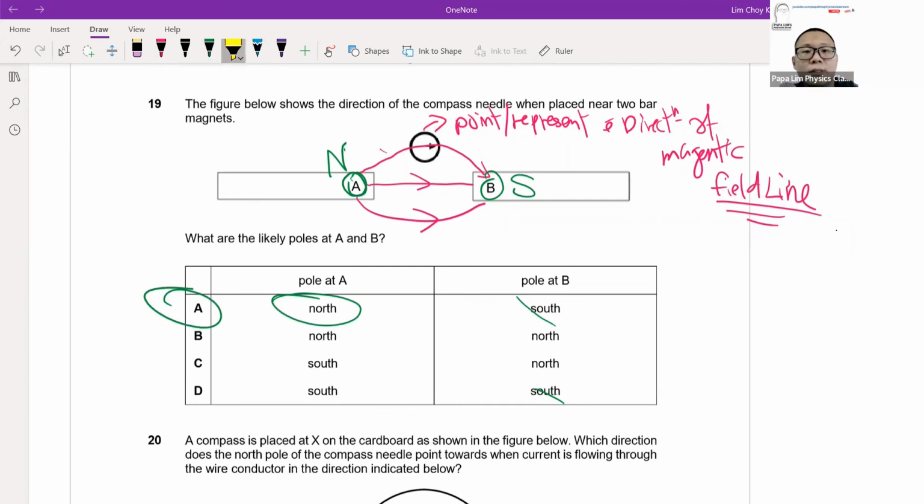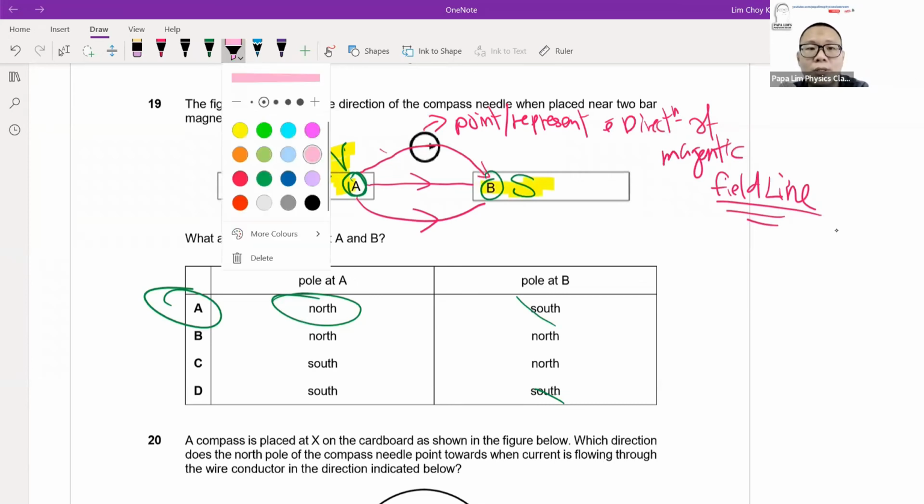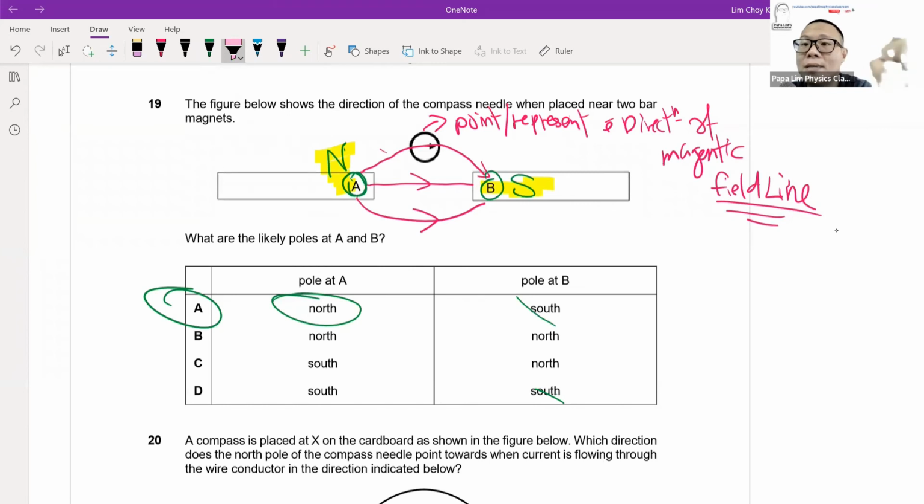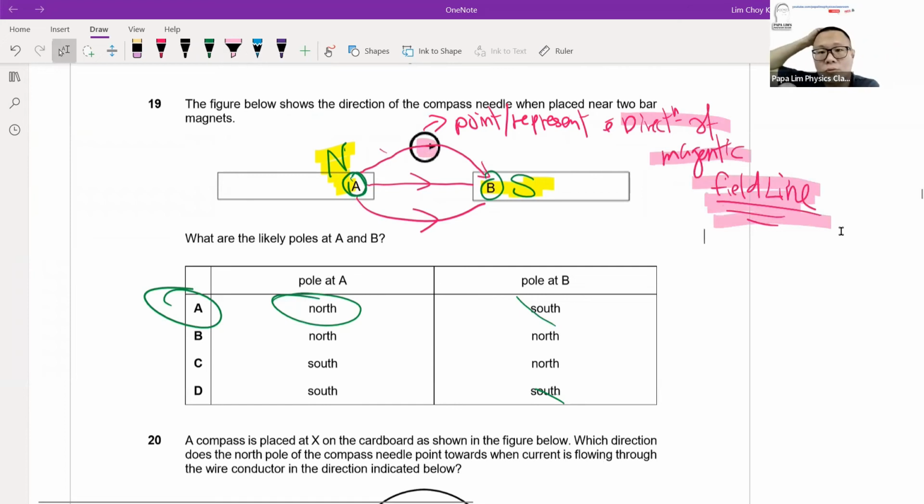The question is testing students' understanding of magnetic field lines. What do magnetic field lines mean? It means two things. The field lines come from north and go to south. The other aspect the question expects students to know is what the compass needle means with respect to the field lines. The compass needle points to the direction of the magnetic field line. It represents the direction of the field line. So this is what the question requires students to know. Take note of this. It's quite a common thing, the basics of magnetism.